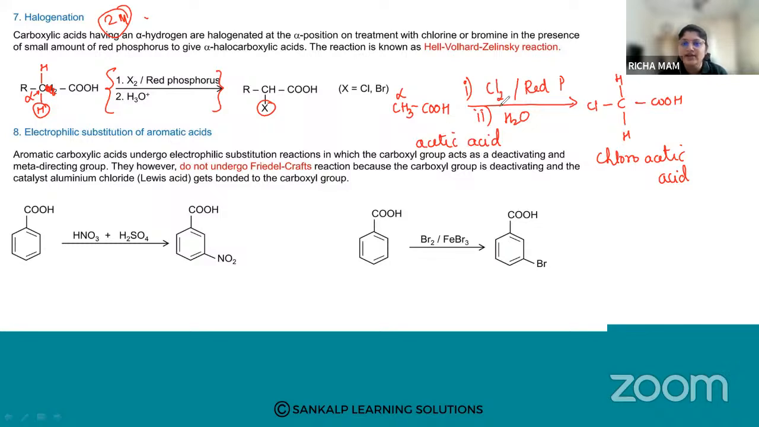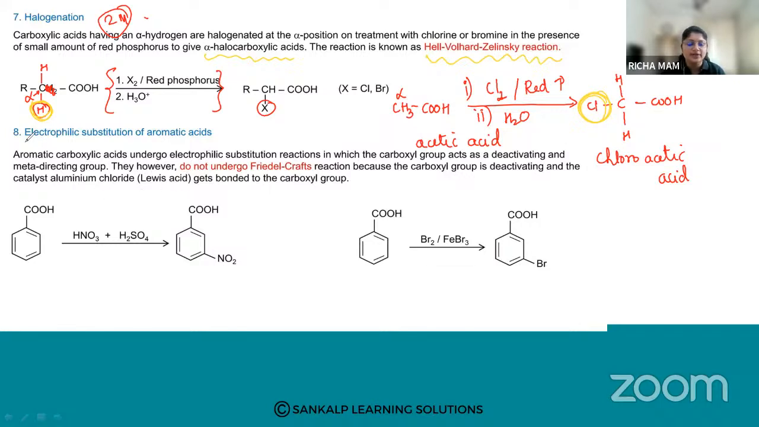So acetic acid, I am going to treat it with Cl2 in the presence of red phosphorus and water. We are going to get a chloro compound. One of the hydrogens will be replaced by your Cl atom. So this is chloroacetic acid. Understood? So this is the substitution reaction, we are substituting at the hydrocarbon part. One hydrogen is replaced by your chlorine atom, one halogen is introduced. So alpha halocarboxylic acids are formed, and this name reaction is called the Hell-Wohlhard-Zelensky reaction.